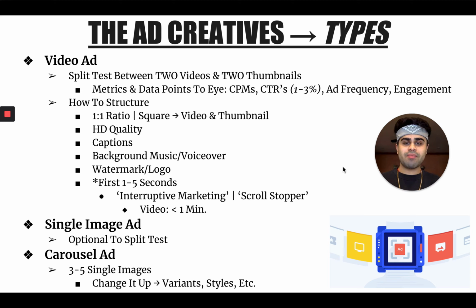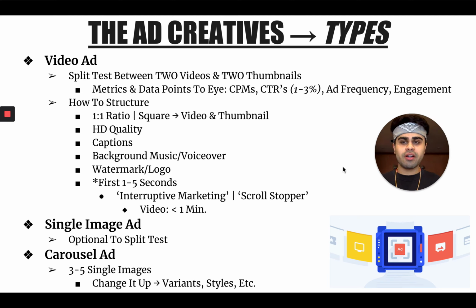The metrics and data points to keep in mind are your CPMs, CTRs, which you want to have about 1 to 3% when it comes to cold targeting, ad frequency, and engagement, right? Are you getting enough likes, comments, shares? All these metrics really depend on your actual ad creative, right? For example, your video or your thumbnail. This can determine your CPMs, your CTRs, your ad frequency, and your engagement.